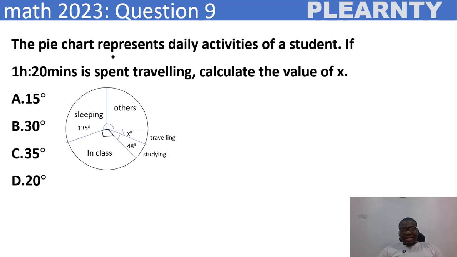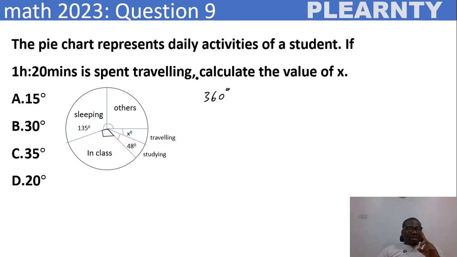The pie chart represents daily activity of a student. If 1 hour 20 minutes is spent traveling, calculate the value of x. So one thing you need to note here is that this is a circle, and the total angle in a circle is 360 degrees. Then you want to look for traveling. You want to find the degree that will be allocated for traveling.